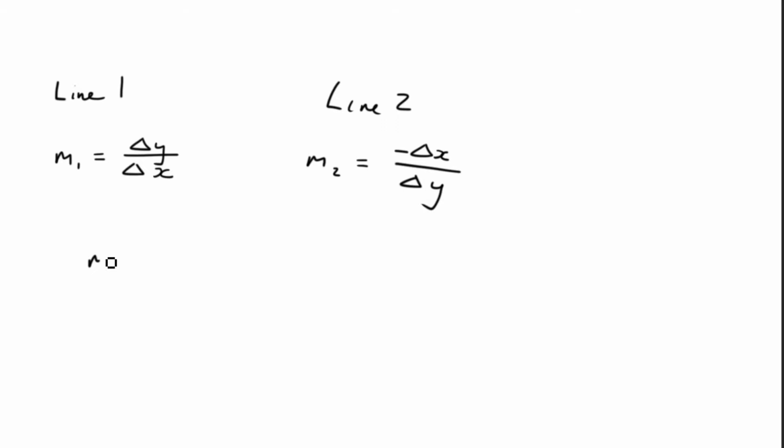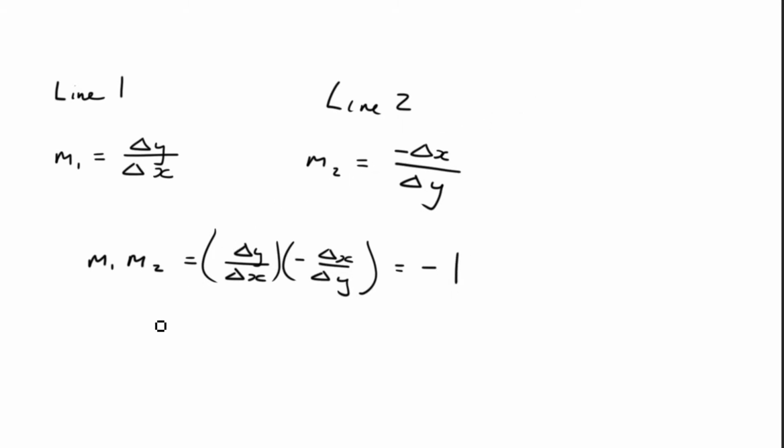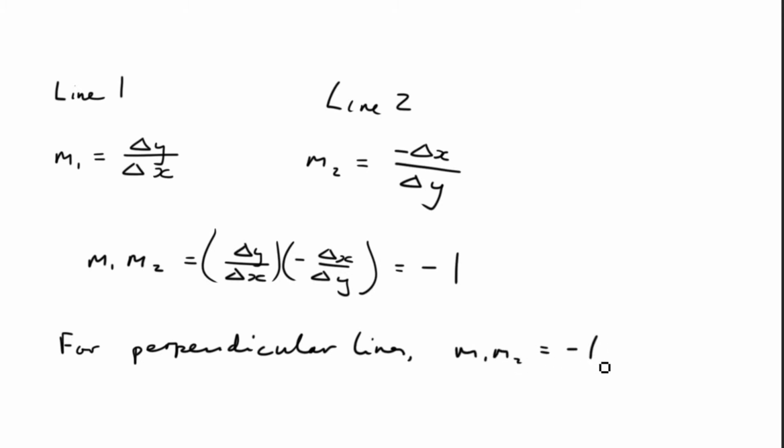So what are we going to get if we multiply these two things together? So that will give us delta y over delta x multiplied by negative delta x over delta y. Well, the delta y's will cancel and the delta x's will cancel. We have a negative sign there. We will end up with negative 1. So here is the important part. For any two perpendicular lines, the product of their gradients will always be negative 1.